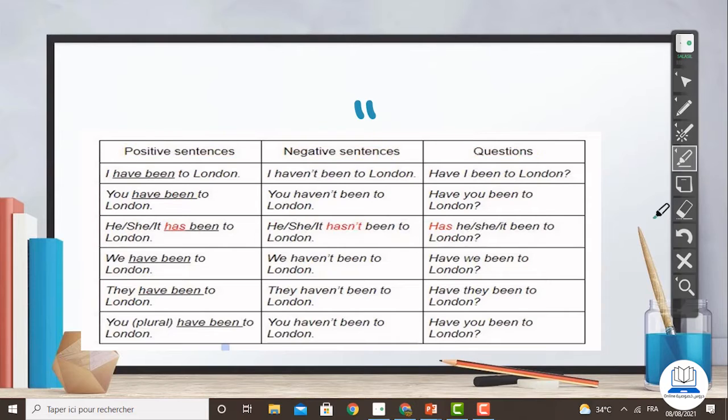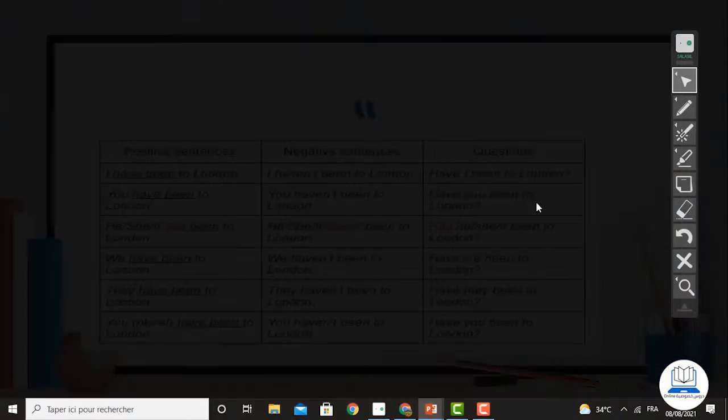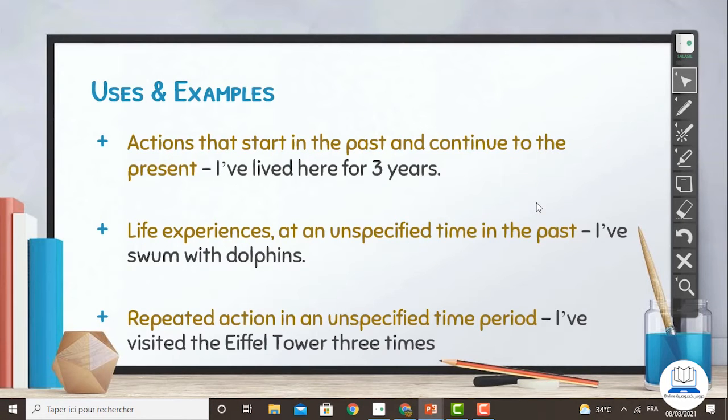Then we will move to the next part. Uses and examples. Actions that start in the past and continue to the present. We use this tense with actions that start in the past and continue to the present. So for example, I've lived here for 3 years.